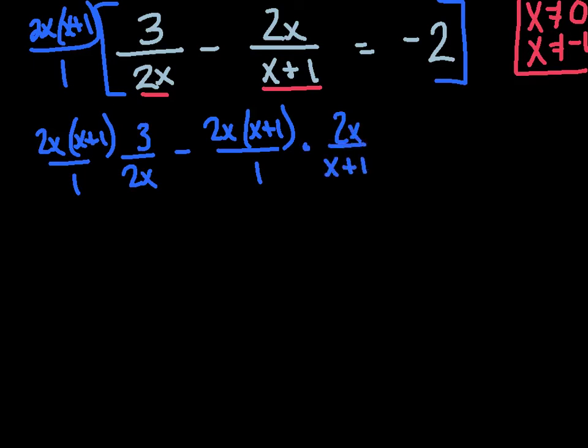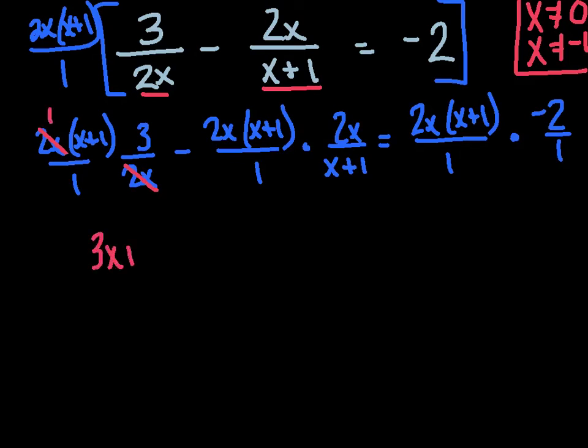I strongly encourage you, if you haven't tried to solve this already on your own, to hit that pause button and see if you can finish this one all on your own. And watch this last term. I'm going to put -2 over 1 just to emphasize where the numerators are. And now I'm going to go ahead and clean this up the best I can. For instance, 2x divided by 2x is just 1, and then we'll distribute the 3 and get 3x plus 3.